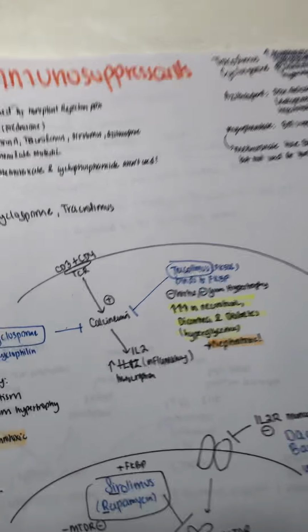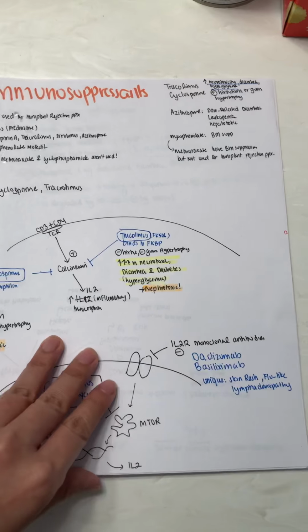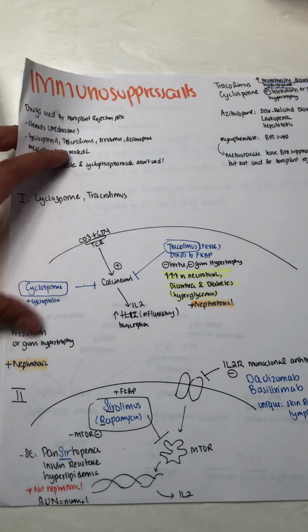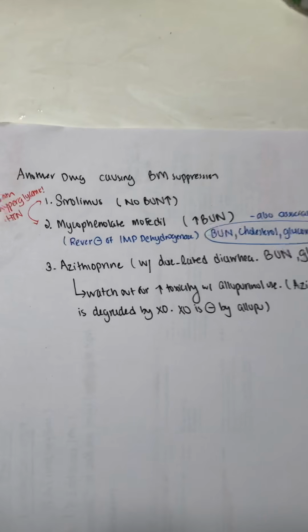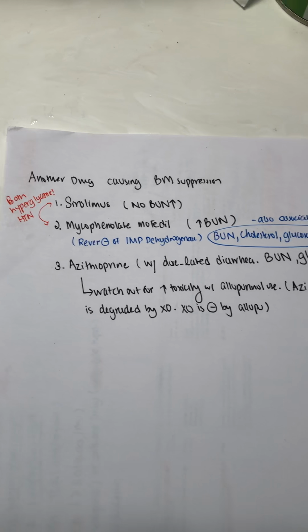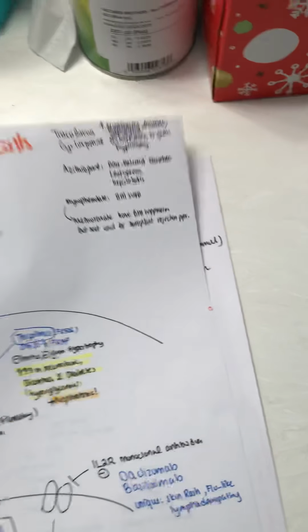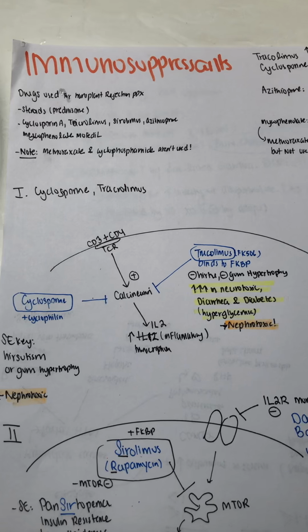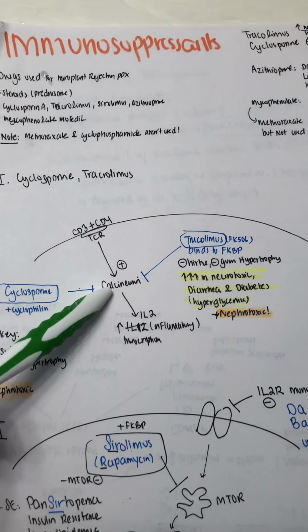So let's look at some mechanism of action. I memorized them in groups of two. The first group is cyclosporine and tacrolimus. The second group is sirolimus and daclizumab. And then the third group is mycophenolate mofetil and azathioprine. So the first group, cyclosporine and tacrolimus, both of them eventually inhibit calcineurin.